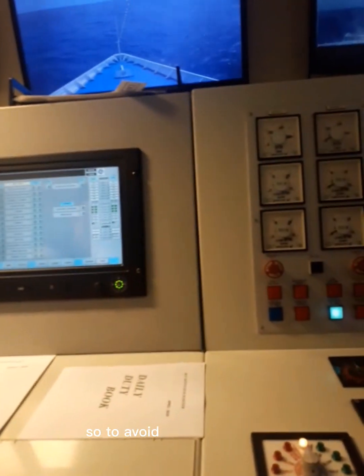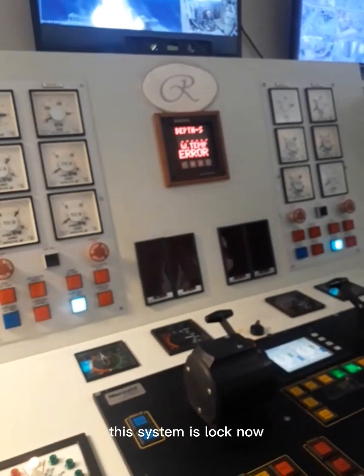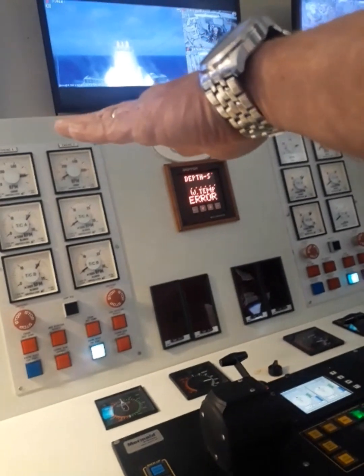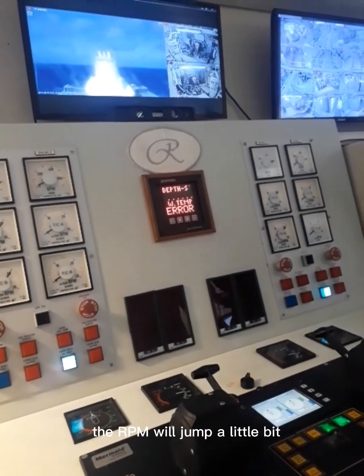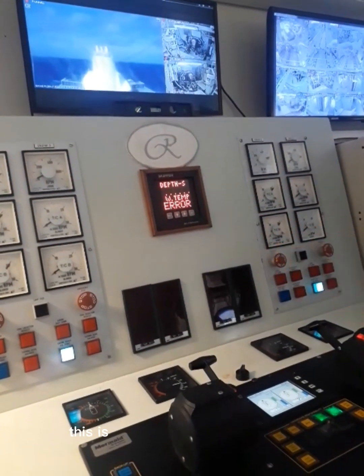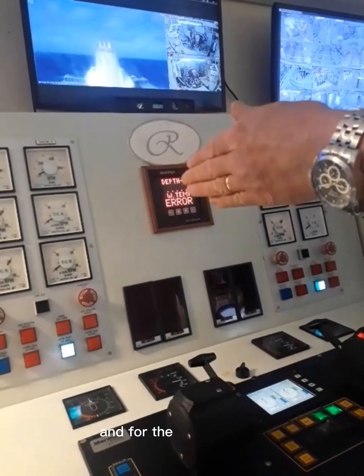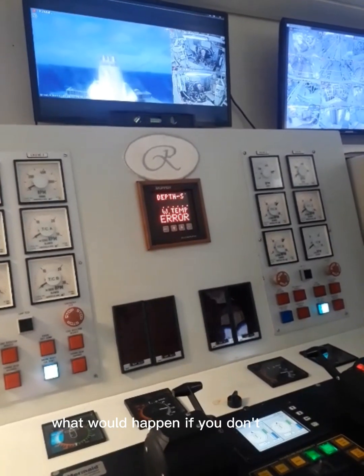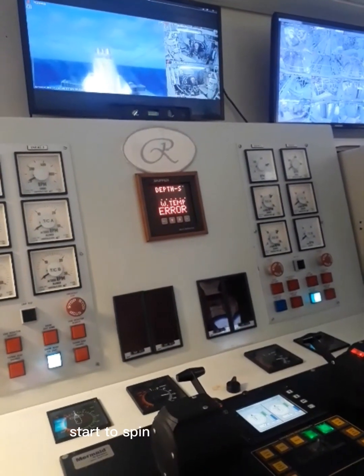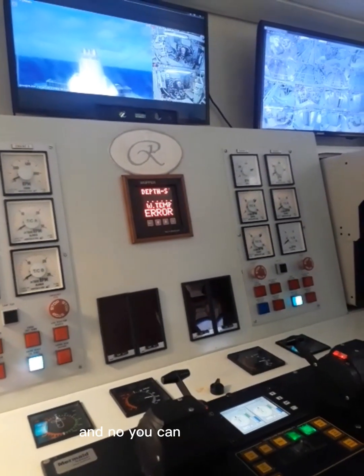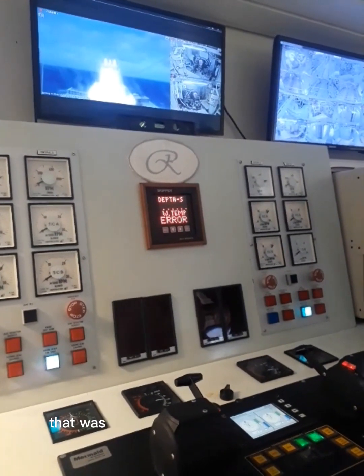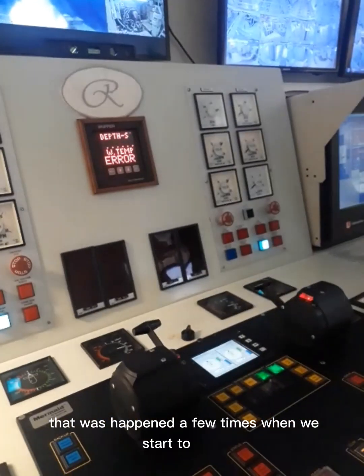So to avoid jumping the power, this system is locked now. So even the propeller is going out, the power will remain the same. The RPM will jump a little, but without touching the power. This is protection for the propulsion and for the generator side. What will happen if you don't turn the protection? You start to spin more when it goes out. You can see on the trend, it's going up and down. That happened a few times when we start to move a little.